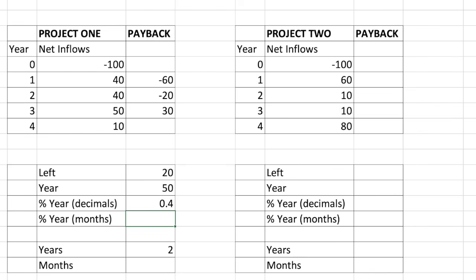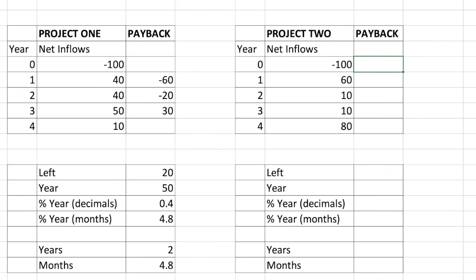So to convert that into months, simply times it by 12. 12 months in a year times by the decimals you've calculated comes to 4.8. So the answer for Project A is the payback happened in 2 years and 4.8 months. Now we can simply repeat the process for Project 2 so we can work out which is paid back quicker.